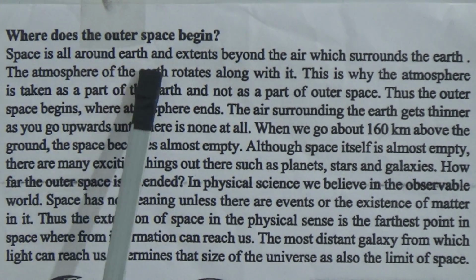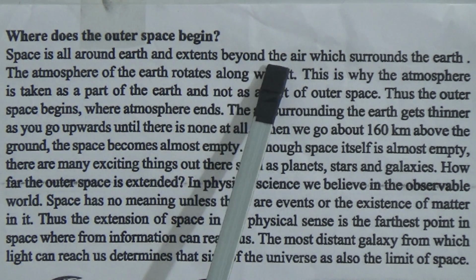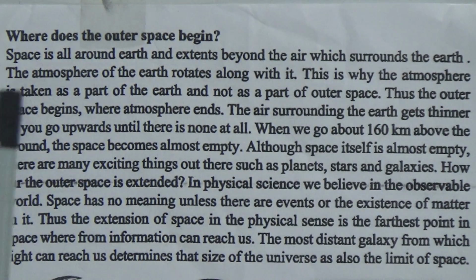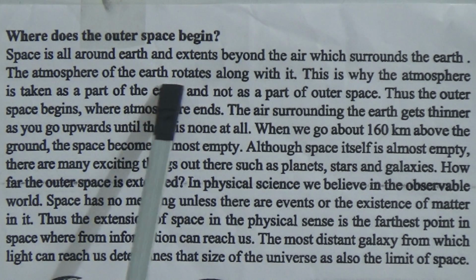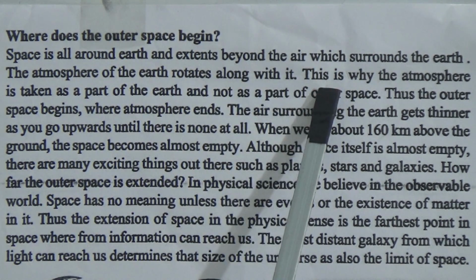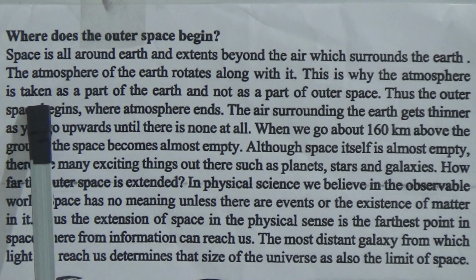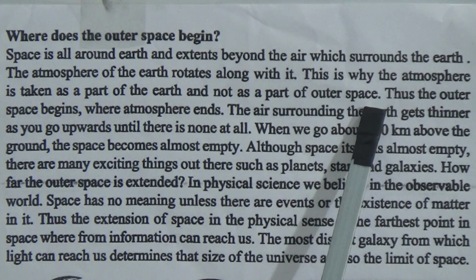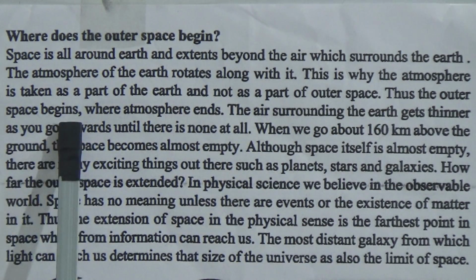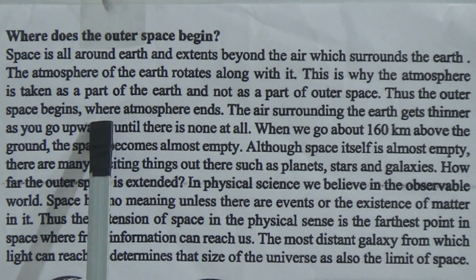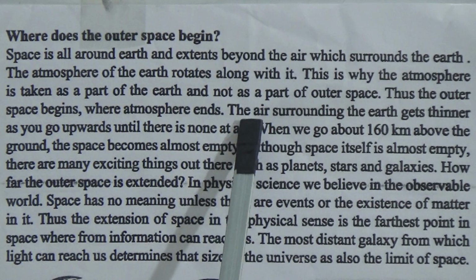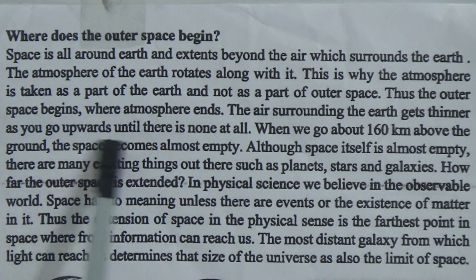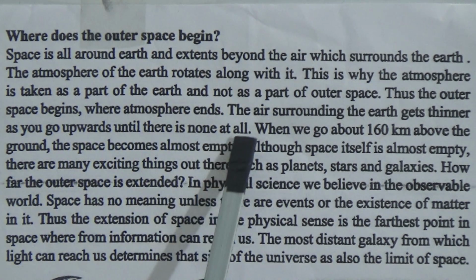Now we will read where the outer space begins. Space is all around Earth and extends beyond the air which surrounds the Earth. The atmosphere of the earth rotates along with it. This is why the atmosphere is taken as a part of the earth and not as a part of outer space. Thus the outer space begins where the atmosphere ends.